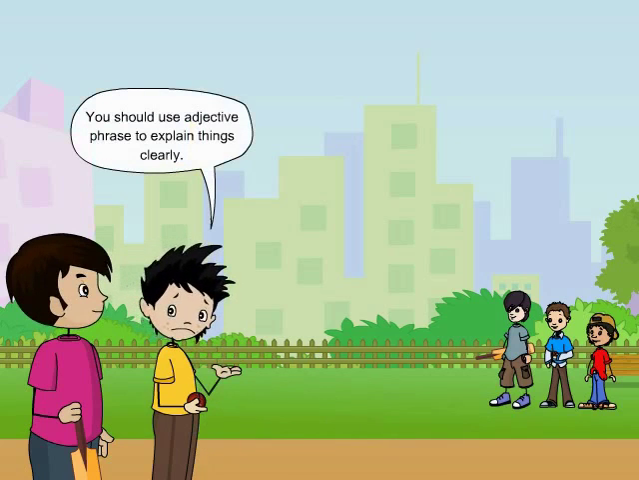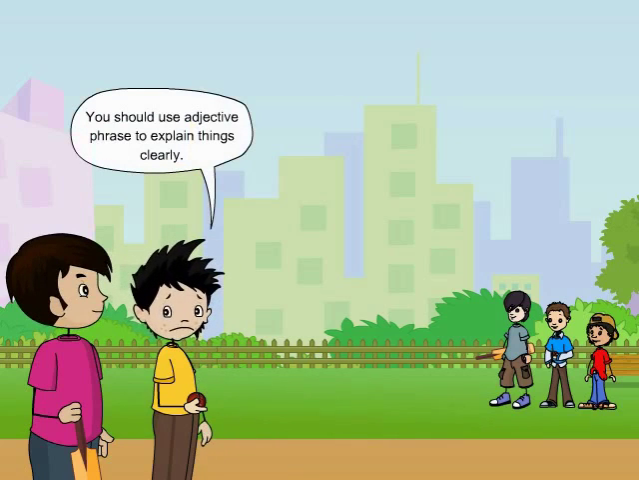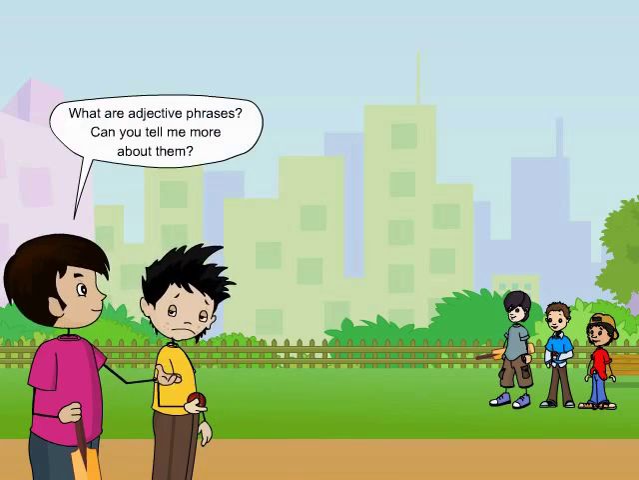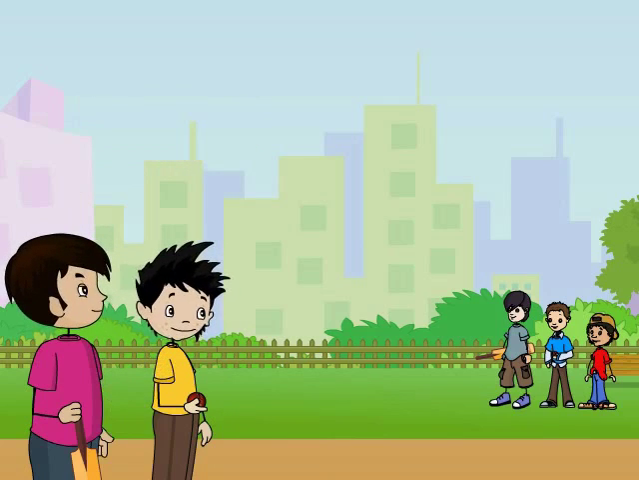He suggests that Kevin should use adjective phrase to explain things clearly. Kevin doesn't know about adjective phrases, but wants to learn about them. Let us learn with Kevin and Vicky about adjective phrases.